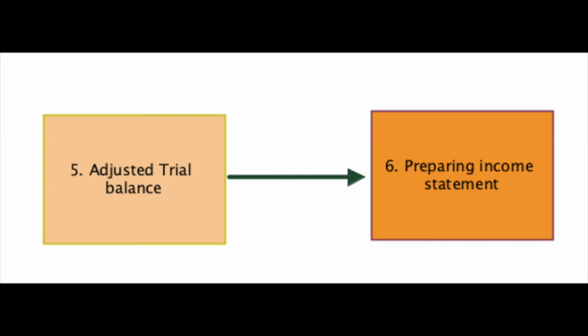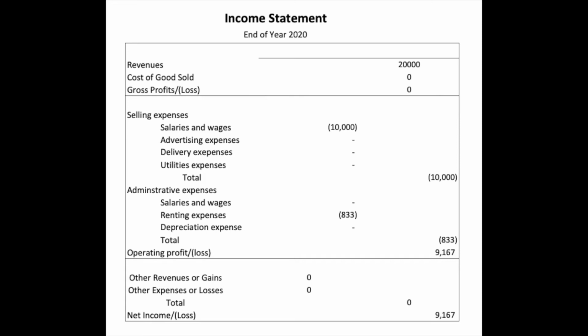6. Preparing the income statement. Income statement accounts come from adjusted trial balance. In addition, the type of accounts that are included in income statement are called nominal accounts. Nominal accounts are revenues, operating expenses, non-operating expenses and others.